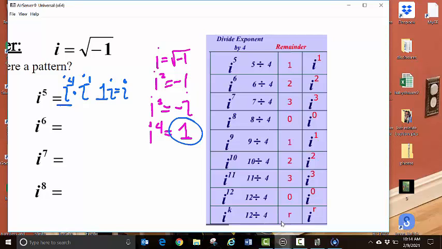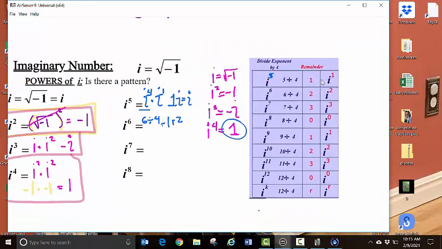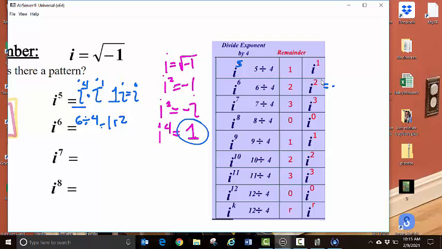Once you get past the fourth, divide the exponent by 4. 6 divided by 4 is 1 with the remainder of 2. Does everybody agree that 6 divided by 4 goes in once with the remainder of 2? If your remainder is 2, then your answer is i squared. And that is the same thing as negative 1.